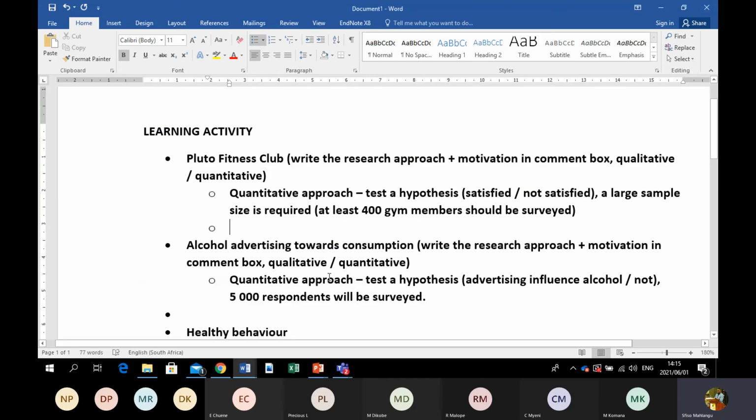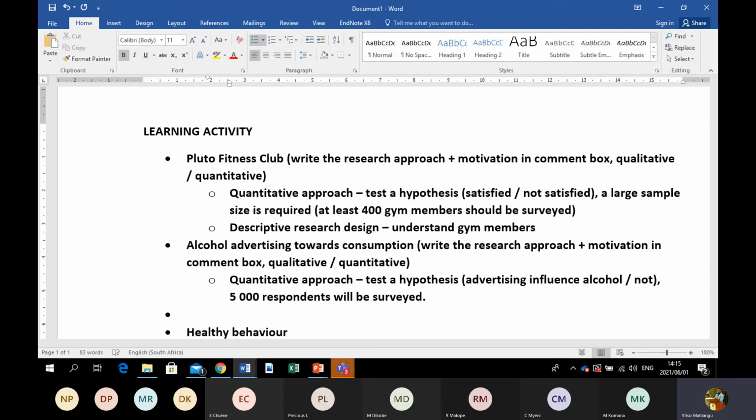Okay, I'm gonna continue. Under Pluto Fitness Club, you will see that it's descriptive, it's not causal. If it was a causal design, we would have one variable where we manipulate it and we wouldn't have to communicate with consumers. You'll remember here we want to interview these gym members. So what are we trying to do here? We want to actually understand market characteristics. So I'm gonna write gym members characteristics instead of market because we know we're dealing with gym members. The characteristics here, you must write them down to show practicality.